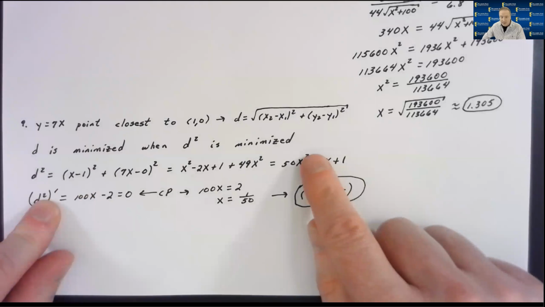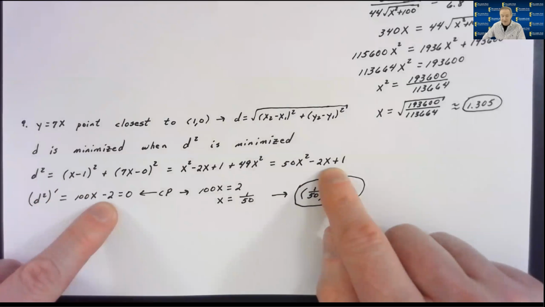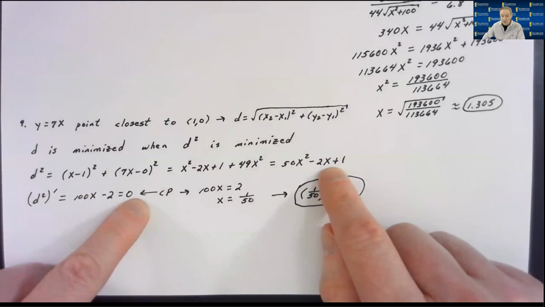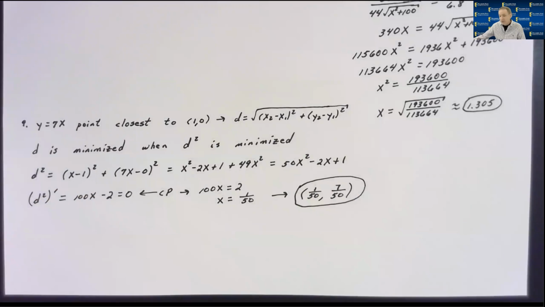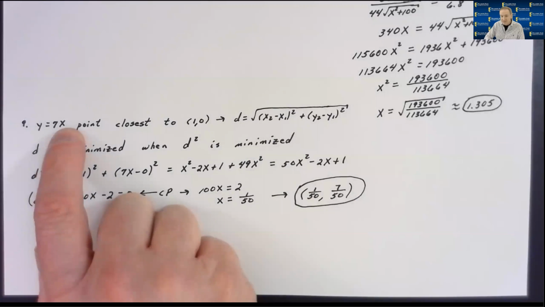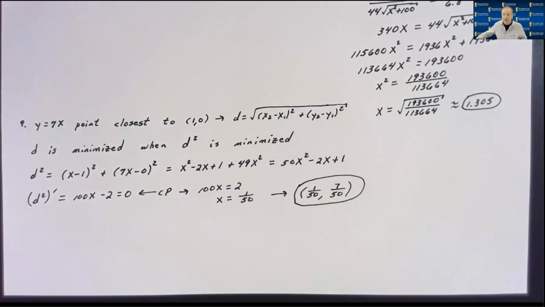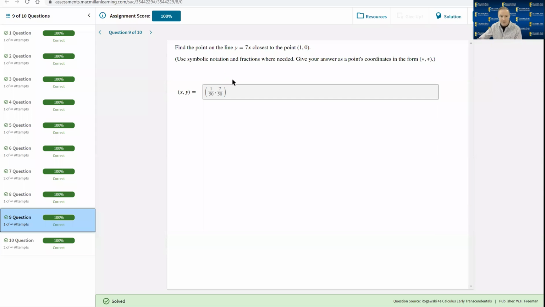And I can say, well, that derivative is just going to be 100x minus 2. That's very easy to set equal to 0. I'll get 100x is equal to 2, and x is equal to 2 over 100, which reduces down to 1/50th. Now I know that the x component's 1/50th. I know the y component's just 7 times the x, so easily it's 7 over 50. That is the point on the line, y equals 7x, that has a minimum distance to the ordered pair (1, 0). Done. And then you can see that you do have to enter it in as an ordered pair.